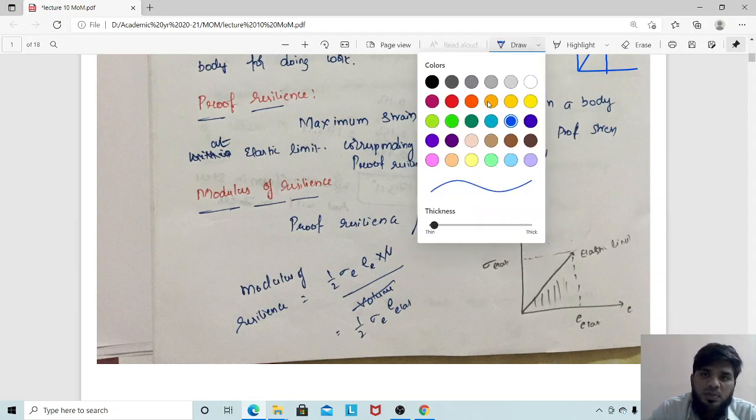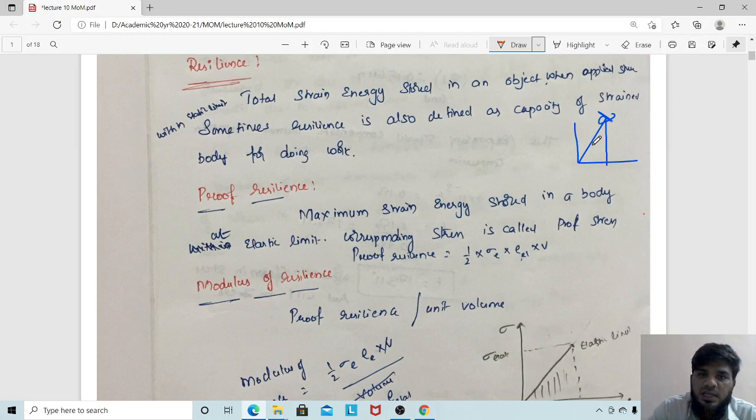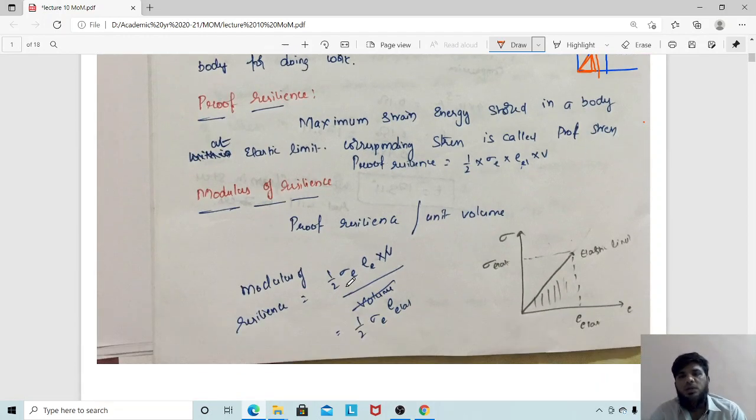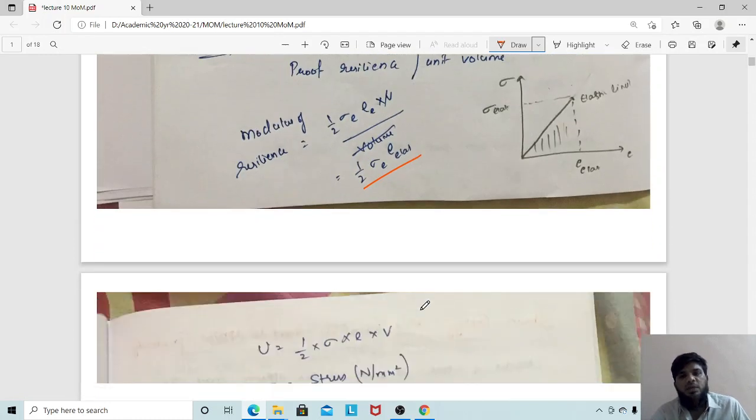Similarly, what is volume? This I was highlighting here. If it is proof resilience, then the resilience can be either here or till here, either this small curve or this triangle, based on the type of stress you have given. Now the proof resilience is till the elastic limit, which means the total curve has to be considered. For modulus of resilience, we generally write the formula half into sigma E into epsilon E, that is the stress at elastic limit and the strain at elastic limit. This you have to remember.